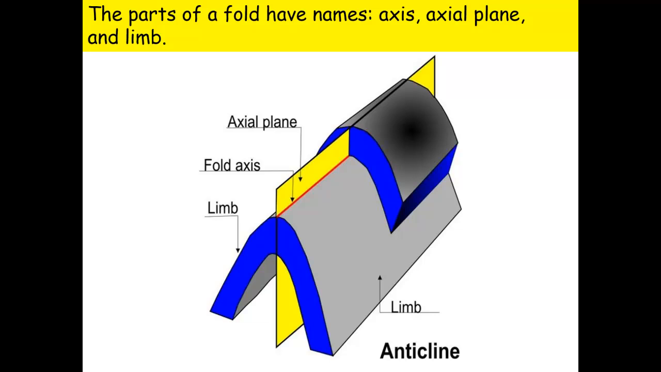Here we have a folded layer of rock with the blue and gray. The plane that runs right down through the middle of the fold is called the axial plane. And the intersection of the axial plane and the fold itself is a line called the fold axis. In this particular case, the fold axis is horizontal, but as we'll see later, it doesn't always have to be. And the limbs of the fold are simply the two sides of the fold that dip in opposite directions away from the fold axis.